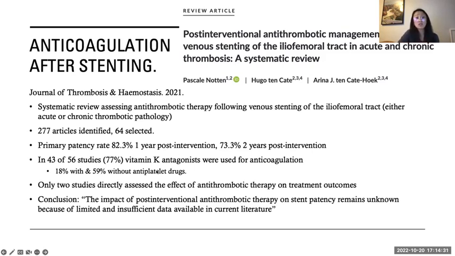And only 2 of all of these studies looked at the effect of duration of antithrombotic therapy on treatment outcomes. Overall, their conclusion was that the impact of post-interventional antithrombotic therapy on stent patency remains unknown because there is limited and insufficient data in the current literature.